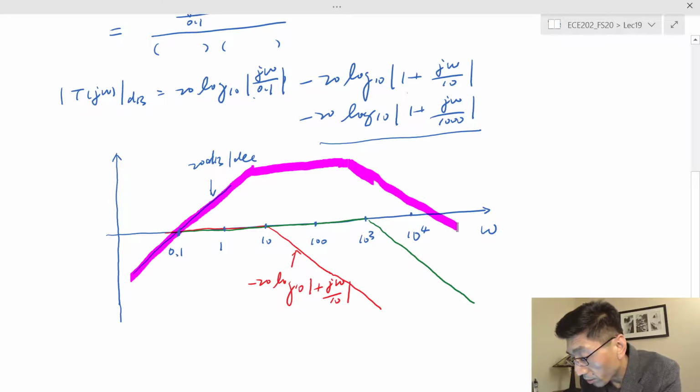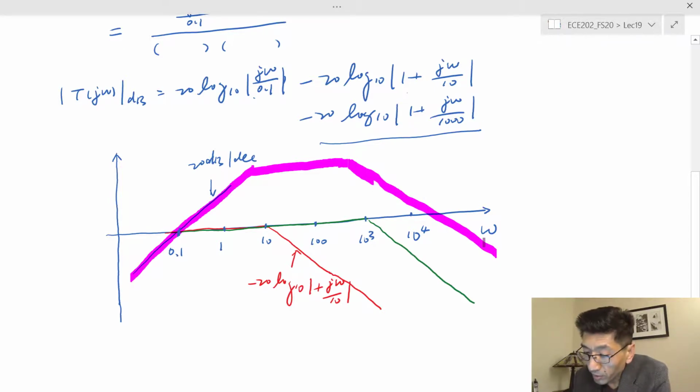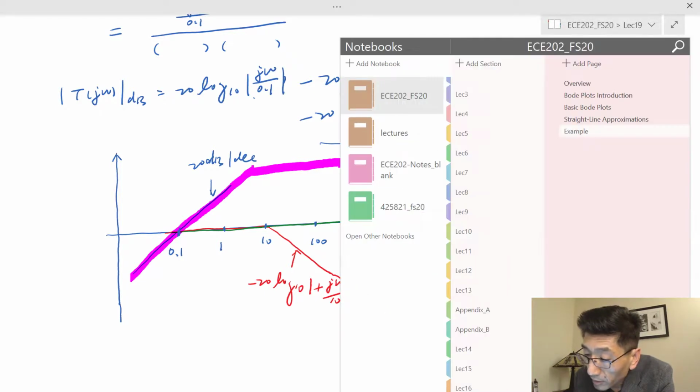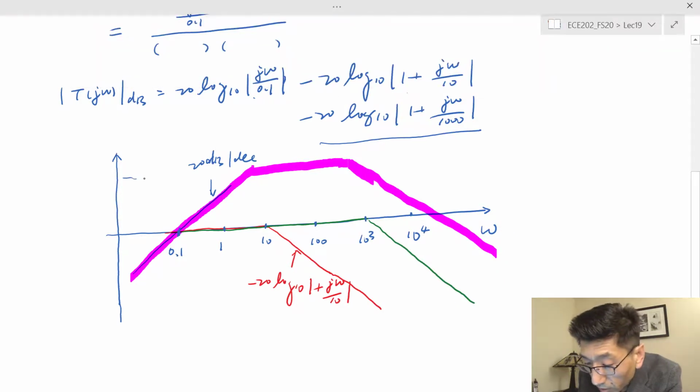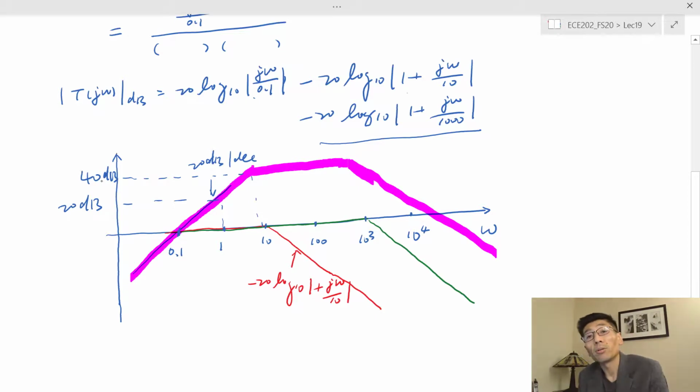I'm not drawing to scale. So what's the T max here? The T max should be 40 dB, because this is 2 decades: 1 decade, another decade. So therefore this is 40 dB. Remember what the T max is: the maximum gain.